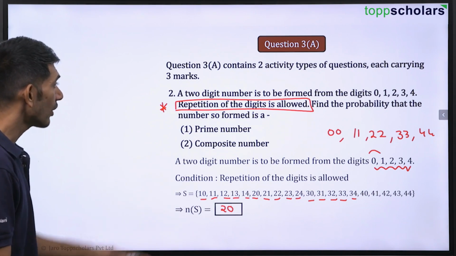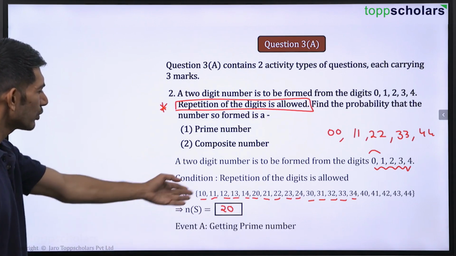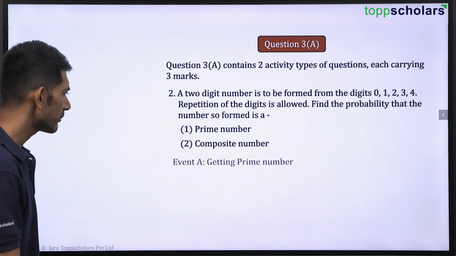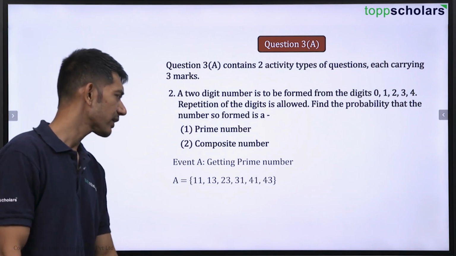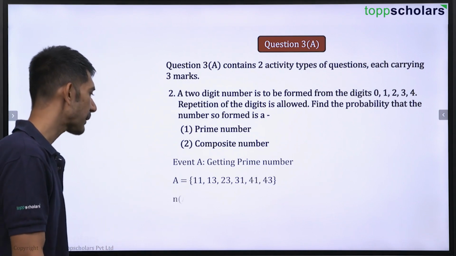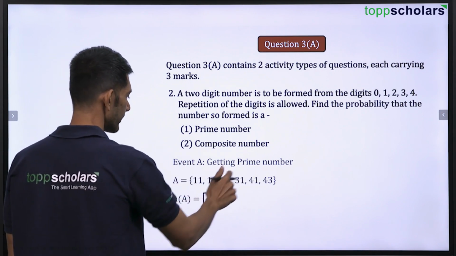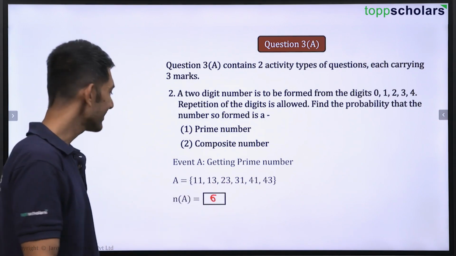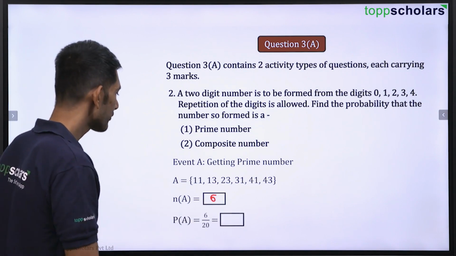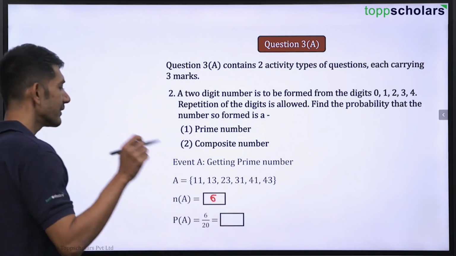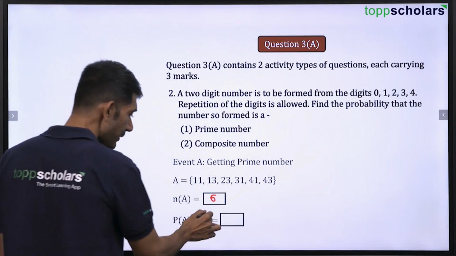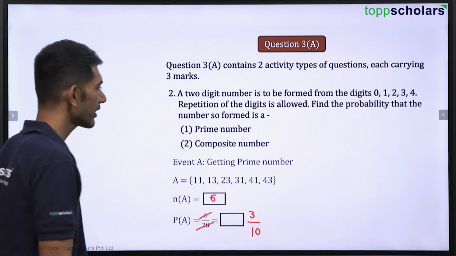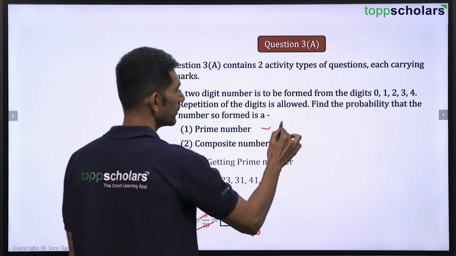Now once you get n of s, we are supposed to check for prime numbers. Now come on, you know what are the prime numbers from 10 to 44 in this particular scenario. So just write down all the prime numbers here. So 11, 13, 23, 31, 41, 43 are the prime numbers. How many prime numbers? 6 prime numbers. Anyway, see, the difficult task they have already done. We just have to count and write. So it gets that easy. So what is the probability? The probability is 6 by 20. Whenever they're asking you for the final answer, they're asking you in the reduced form, divide by 2, that gives me 3. Divide by 2, that gives me 10. So the probability of event A is 3 by 10, which is the probability of getting a prime number.